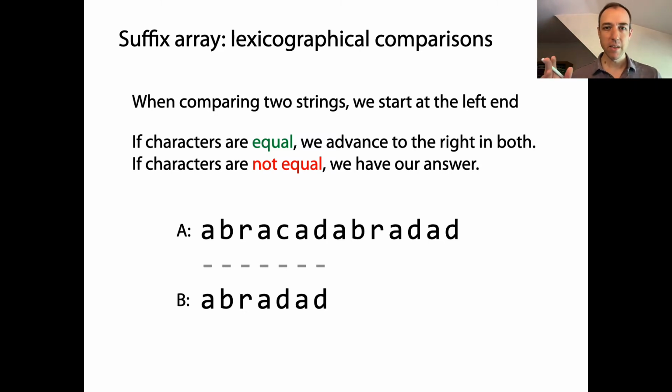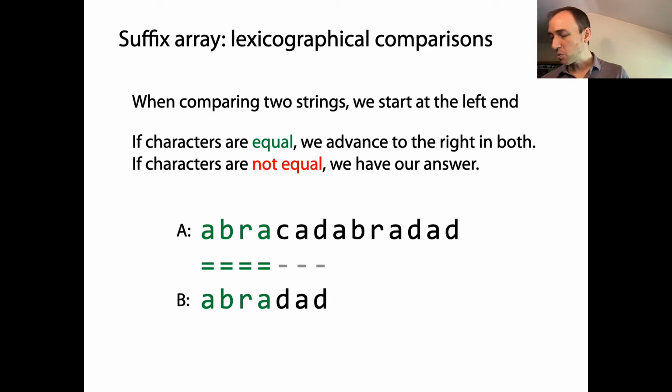Okay, so let's see how that works with these particular two strings. We'll start by comparing the leftmost characters. They're equal, so the result of this first comparison is equality. That means we have to keep going to the next character position to the right. Oh, look, they're equal again. So we keep going. We see two more equal characters there and there.